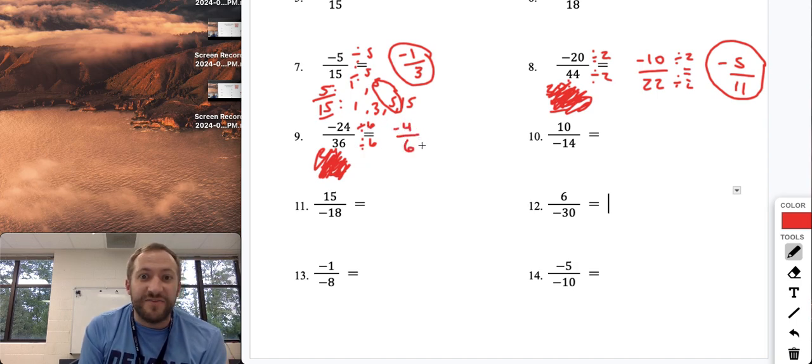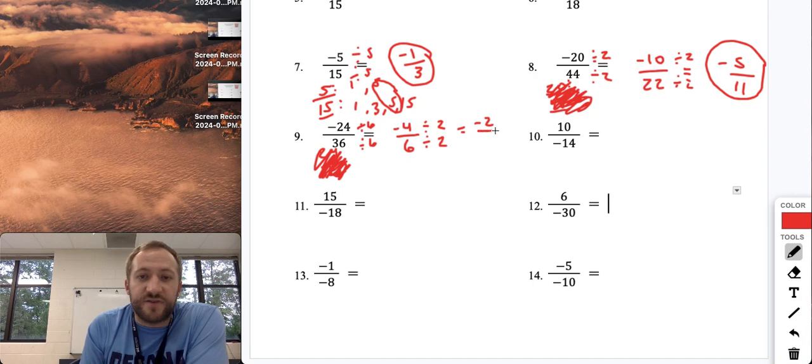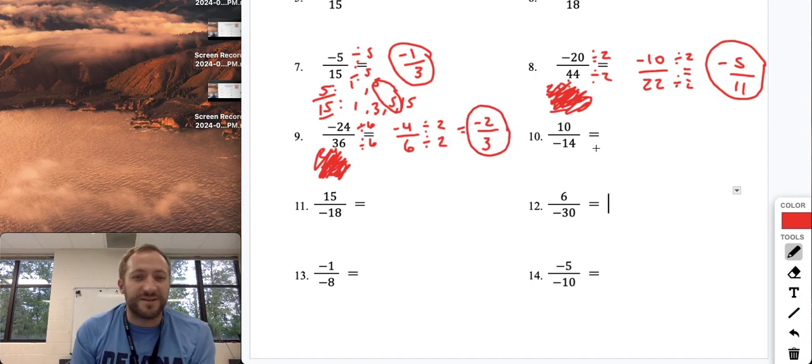Hey, they were both even again. I know that's not my final answer because I can actually simplify them both further because they're both even. That means they're both divisible by 2. Negative 4 divided by 2 gives me negative 2. 6 divided by 2 gives me 3. And that's the most I can simplify that one.